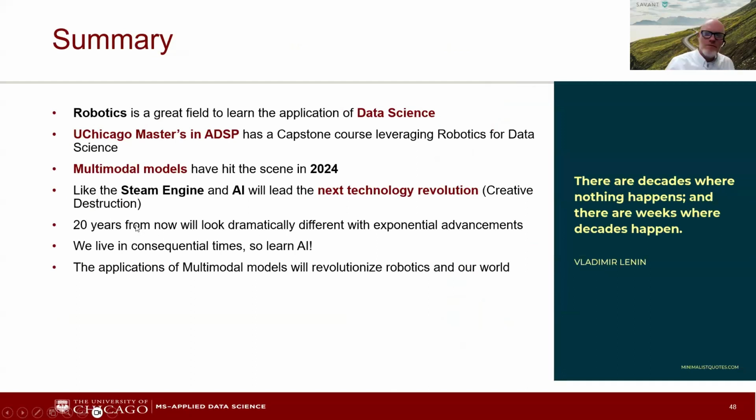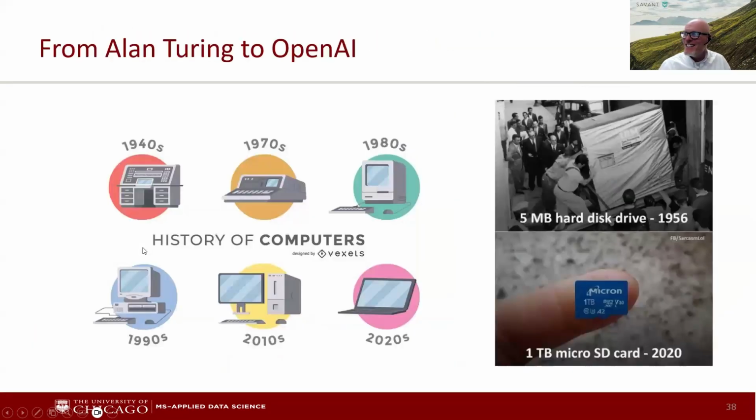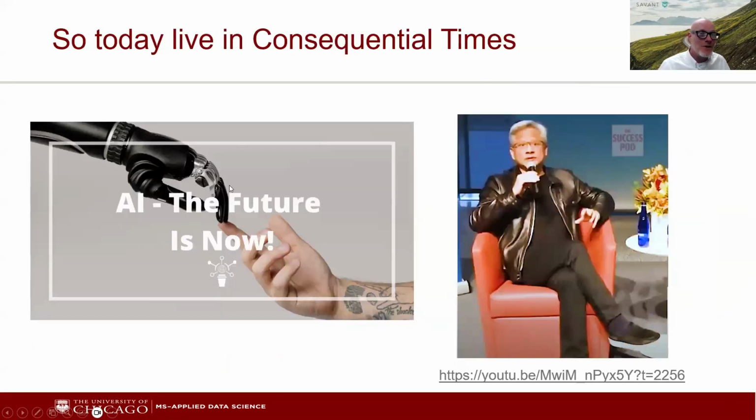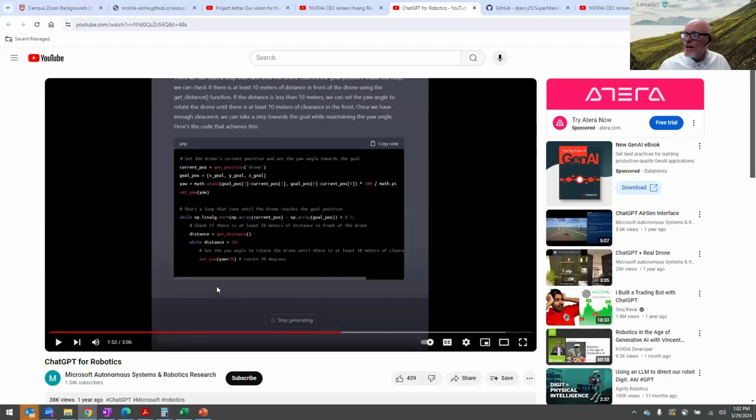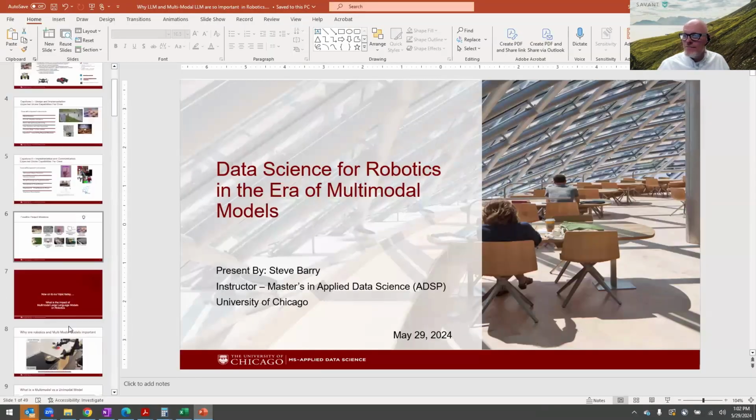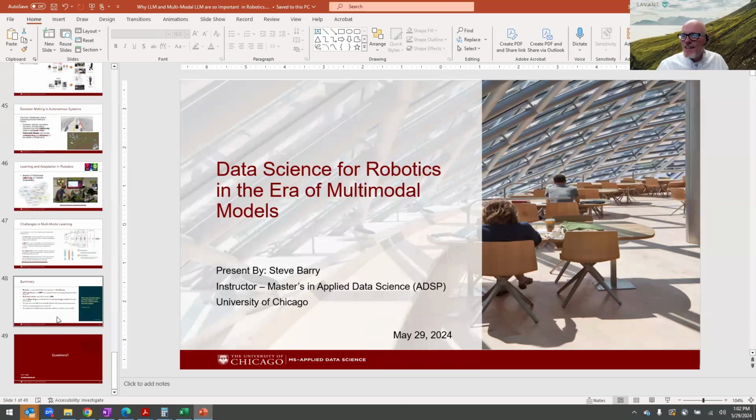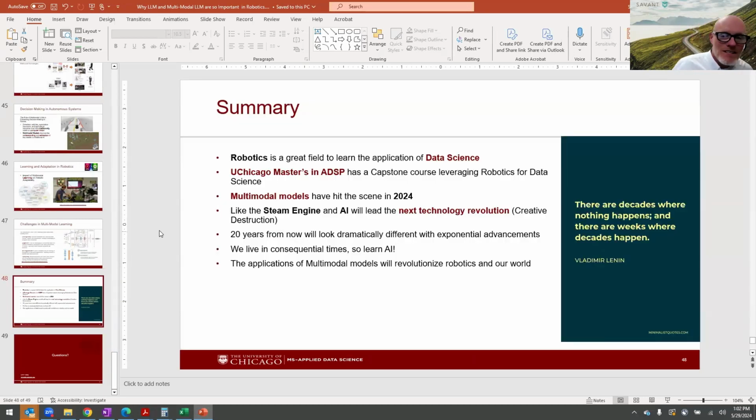But in summary, we live in consequential times. Lenin, the socialist, not the Beatle, said about the Russian Revolution that there are decades where nothing happens, and then there are weeks where decades happen. We are now in those weeks.